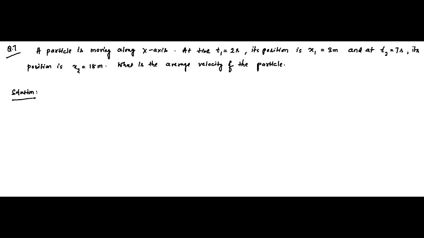Hello friends, so here is another question on basic description of motion, the parameters associated with it. It has been given a particle is moving along x-axis and at a particular time t1 equals 2 seconds, starting time, its position is x1 equals 3 meters, and then another reading is taken at time instant t2 equals 7 seconds and its position at that time instant is x2 equals 18 meters. What is the average velocity of the particle?